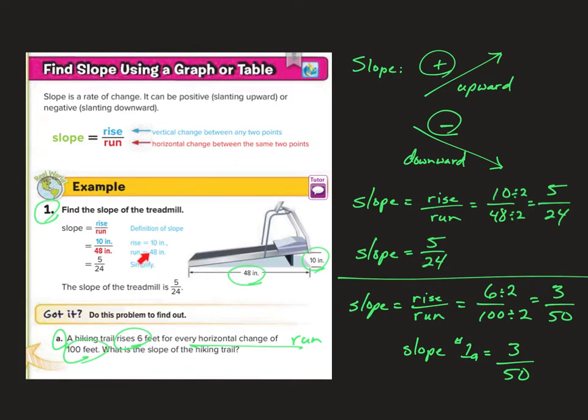We just simply took this pair of values, and again, our rise was 10 inches, and our run was 48 inches. Turned that into a fraction, 10 over 48, simplified by dividing each by 2, and we had our final answer for our slope, 5 over 24.